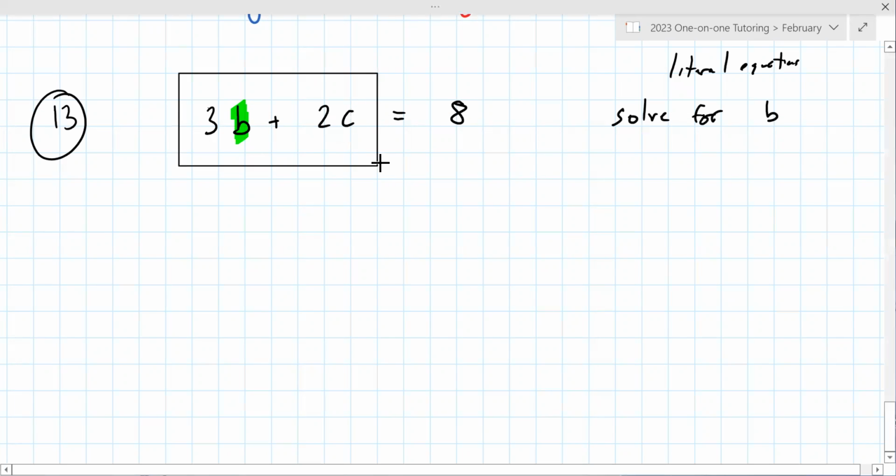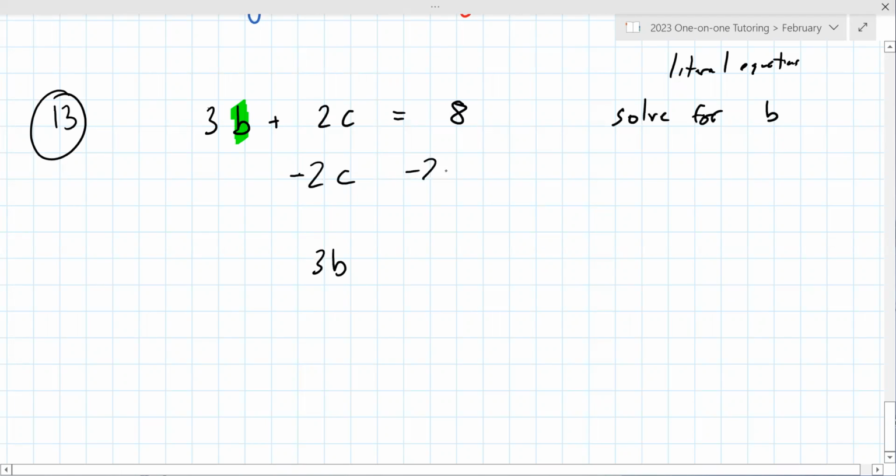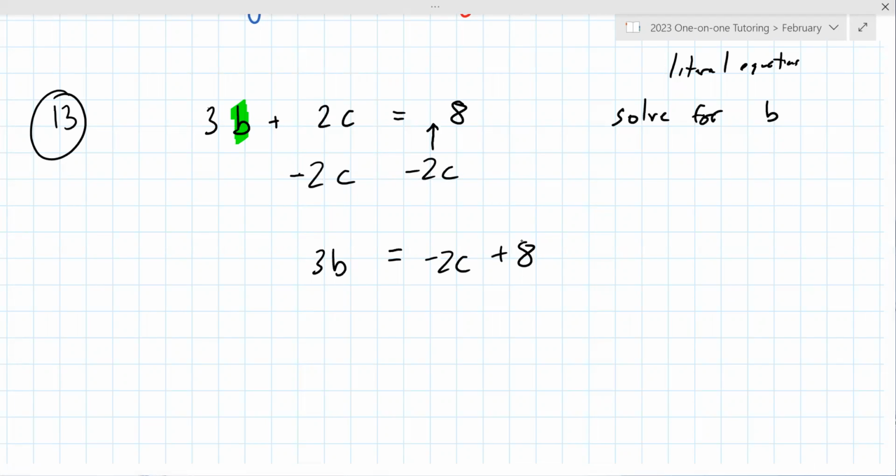In this case, you got 3b plus 2c. You should undo the 2c. Now, as a preference, you generally put the variable before the number. So this is minus 2c plus 8. Is that okay?